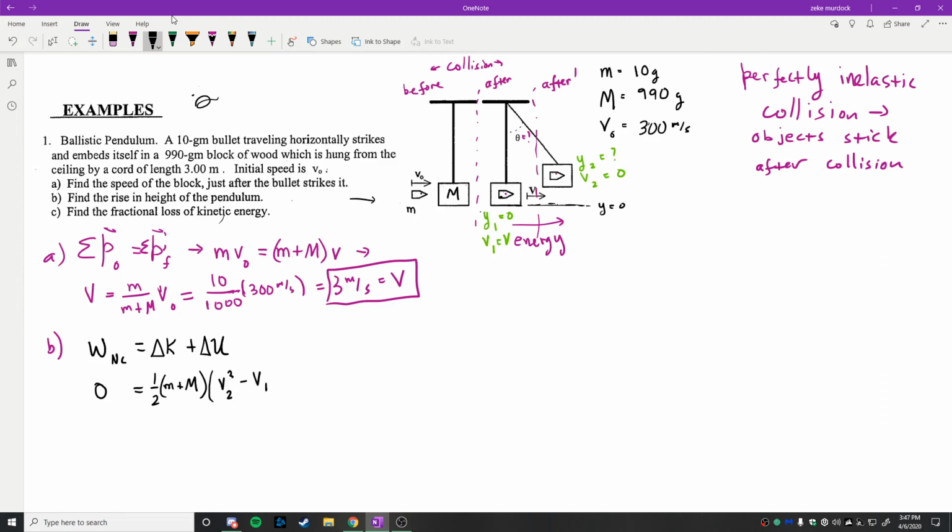So now what we'll do is we'll say, here we're going to write v2 squared for change in kinetic energy minus v1 squared, and that's plus the mass of our system, which is m plus m, and then we go times g, and then we multiply by y2 minus y1.